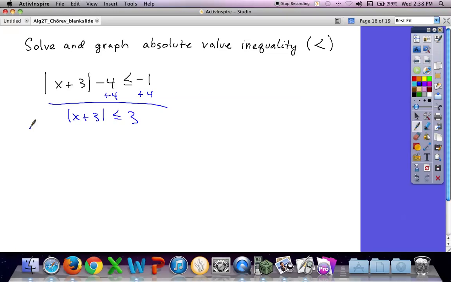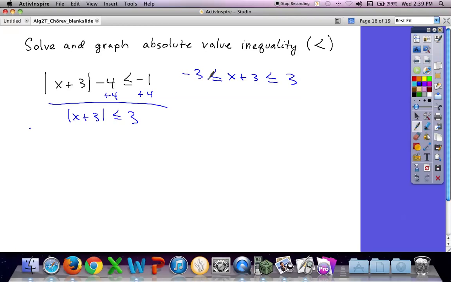Okay, once it's isolated, you have to do something to get rid of the absolute value symbols, because you cannot do algebra with the absolute value symbols there. And for an absolute value less than, the correct thing to do is to turn it into a 3-part inequality that looks like this. Negative 3 is less than or equal to x plus 3 is less than or equal to 3. Right? You're taking that number and you're making it the opposite on this side. What it's saying is this expression has a value in between negative 3 and 3. It's greater than or equal to the negative 3. It's less than or equal to the 3.